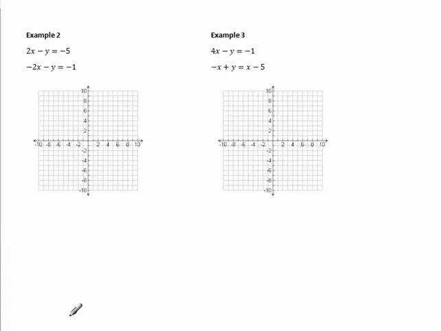Here's example 2 and 3. Why don't you try those now, and I'll come back and do them here in just a second. Go ahead, hit pause on the video, and try them.